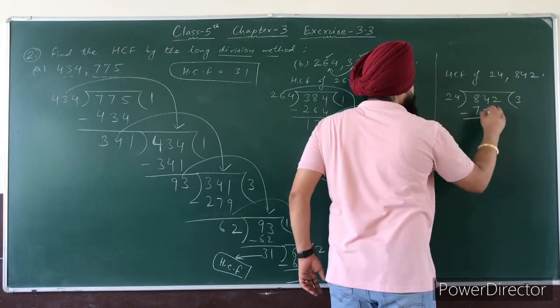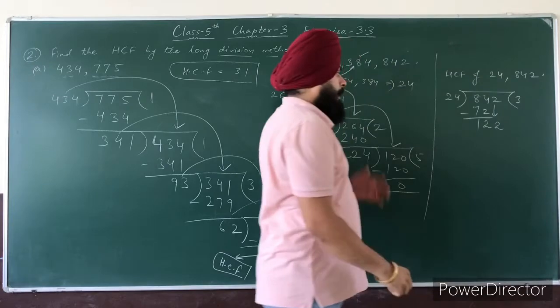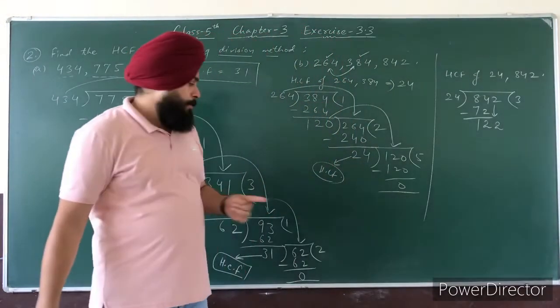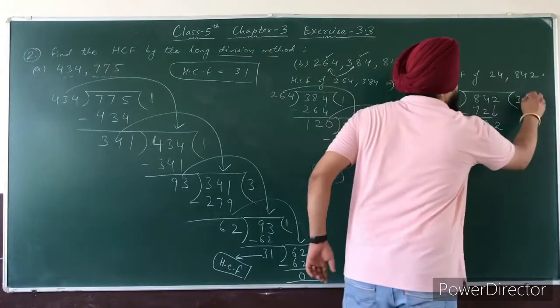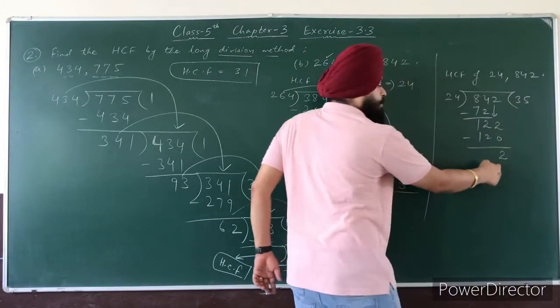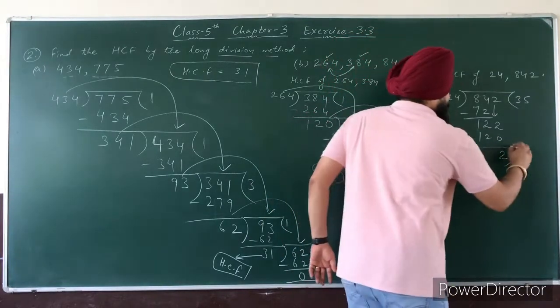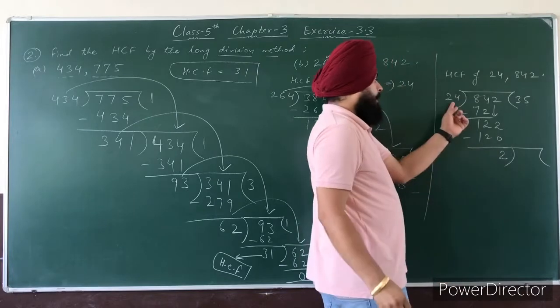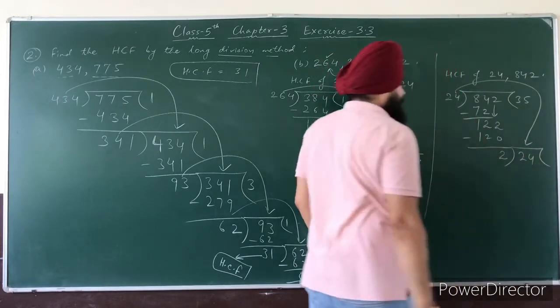So it will go on, 24 threes are 72. 4 minus 2, 2, 8 minus 7, 1. So write this 2 here. Now we know that 24 fives are how much? 120. So it will go on, 24 fives, 120. So write here 2 minus 0, 2. And this 2 minus 2 is 0. So we don't need to write it. So now the remainder is here 2 and write this 24 as our new dividend.